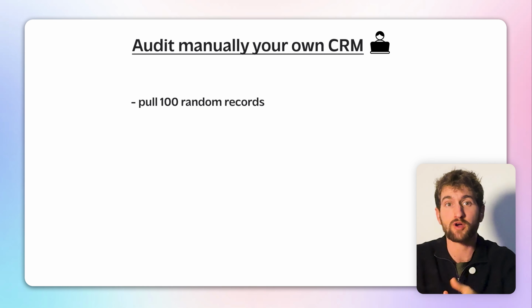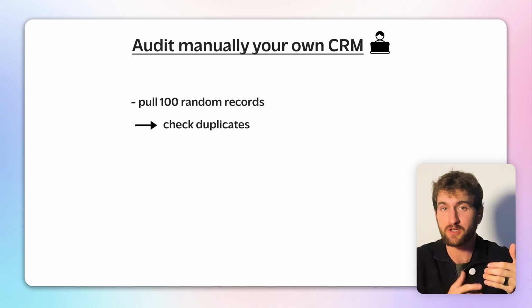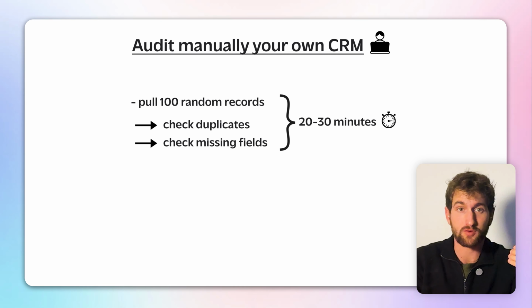And if you'd like to audit this manually inside of your own CRM, here's how you do that. Pull 100 random records, verify them, check duplicates, check missing fields. It might take you 20, 30 minutes. And that works as a sample just to get initial visibility. But the downside is that you're still guessing how big the actual problem is. So that's basically the version of you doing your taxes yourself. It's doable, it just costs you a lot of time, and you're probably going to miss what actually matters most.